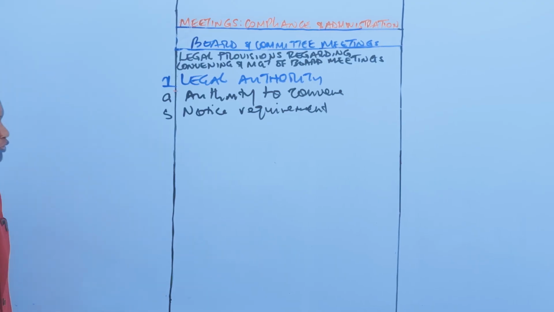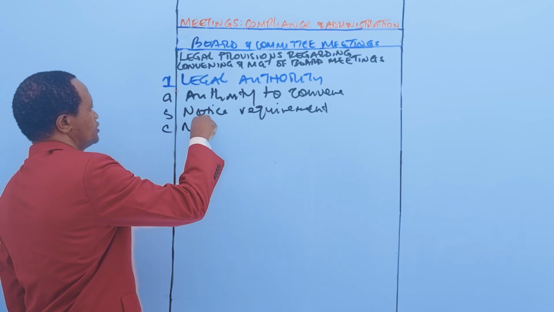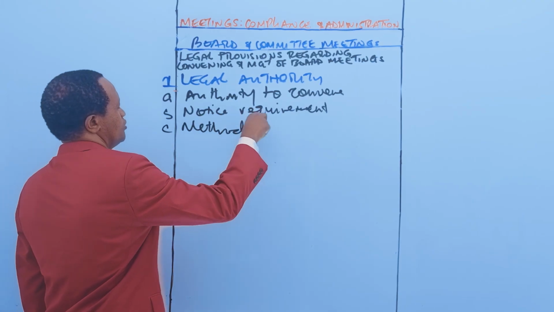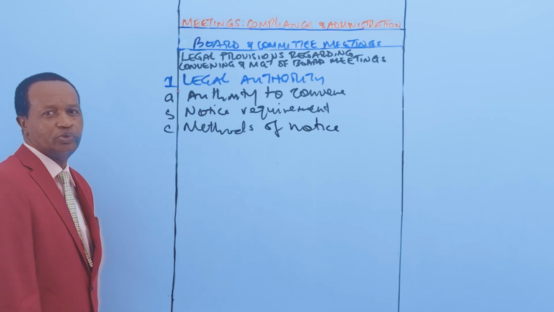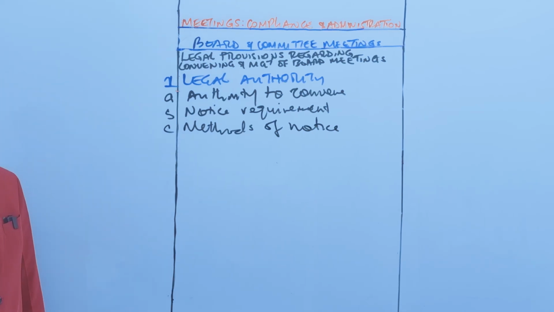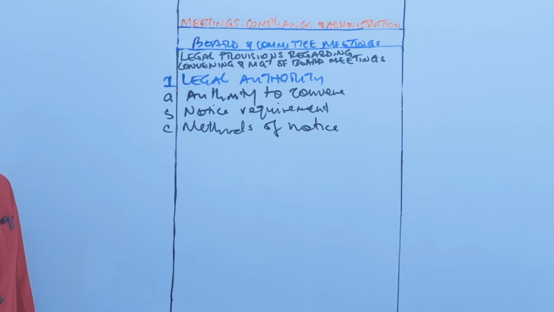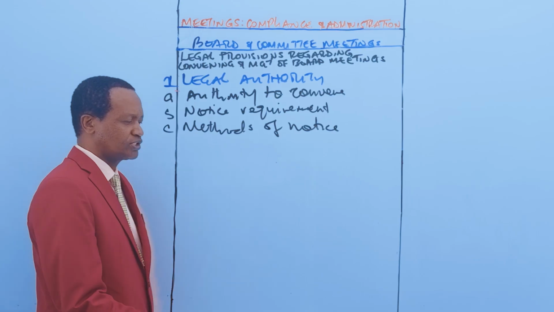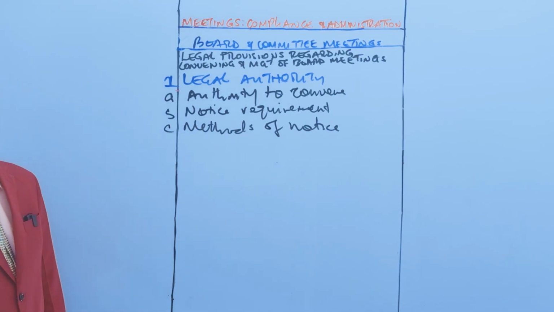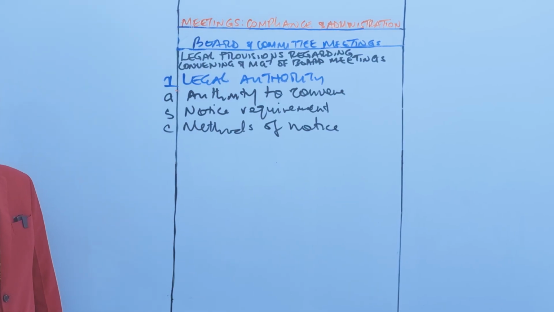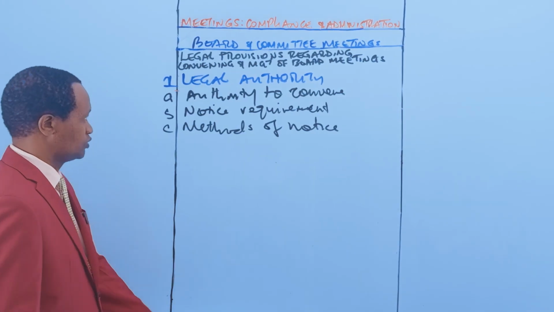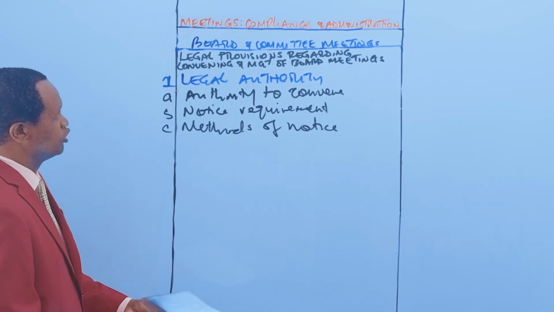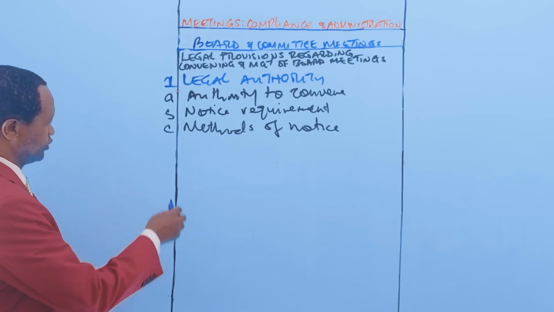Then there is also the methods of notice. How do you send the notice? A notice can be served personally. It can be served by post. It can be served by email or any other electronic mode authorized by the company's constitution. So that is the legal provisions on legal authority.